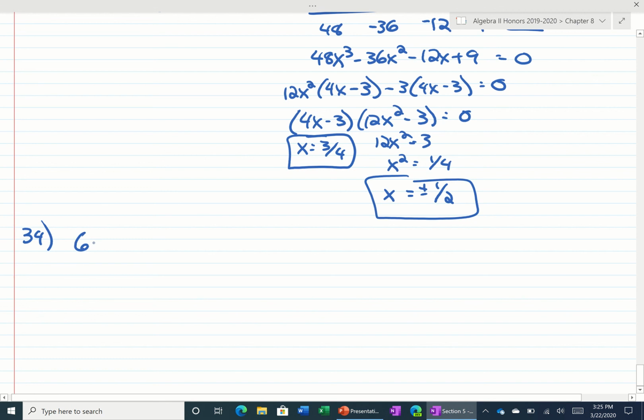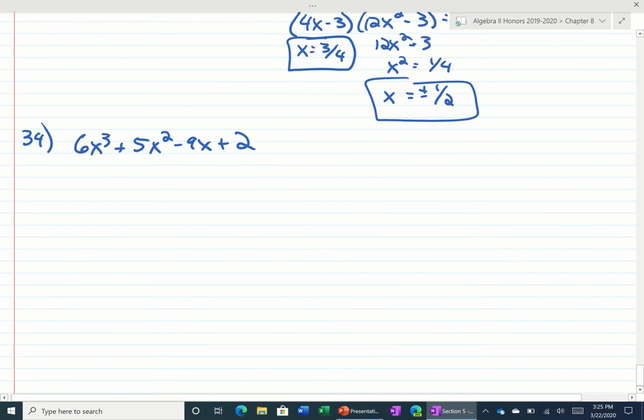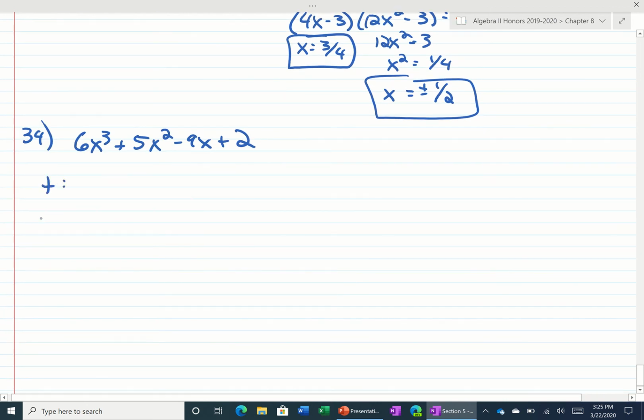For 34, it says 6x to the third plus 5x squared minus 9x plus 2. Positive, negative, and 3 over 2. And then the roots.